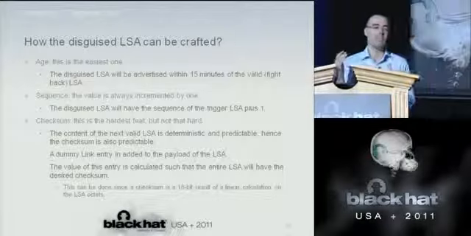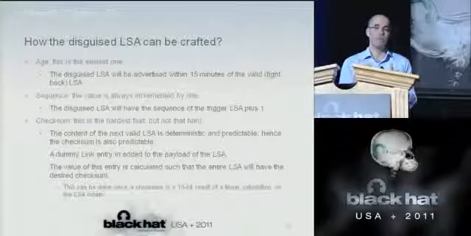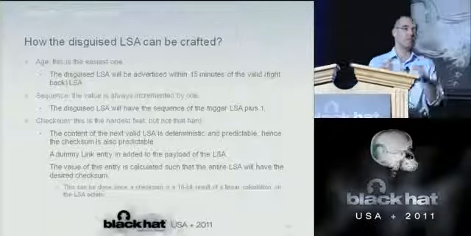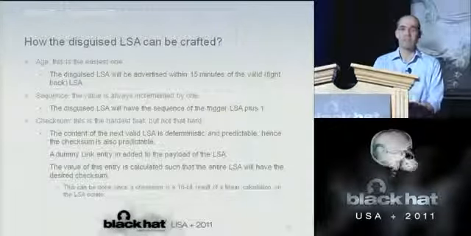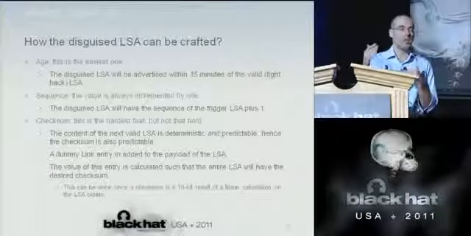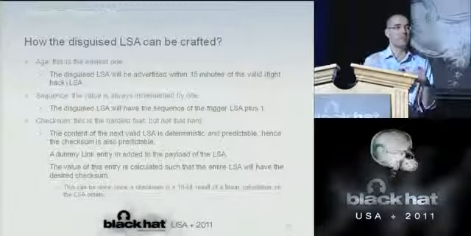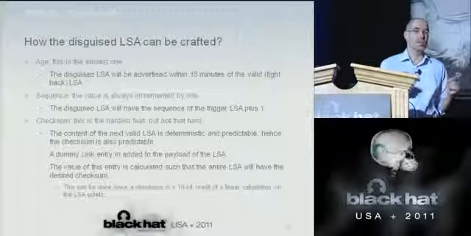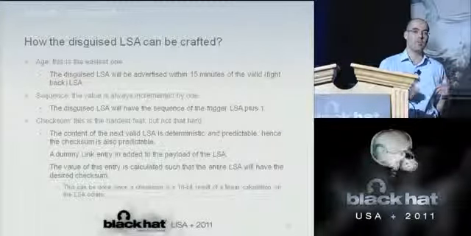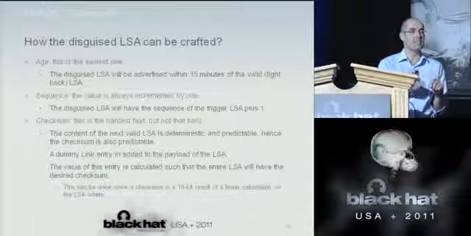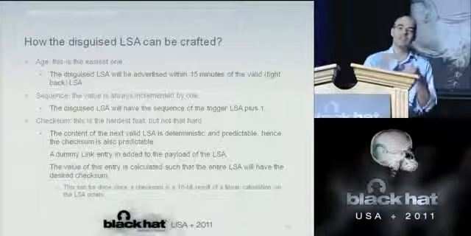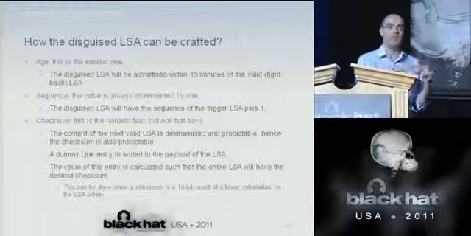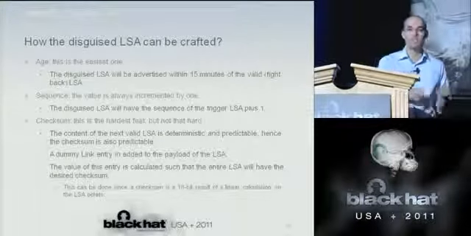So how do we actually make our disguised LSA compute to that checksum? We take the false LSA we want to transmit, and we add to it a dummy link entry. The purpose of this dummy link entry is to set its content in such a way that the entire checksum of the LSA will compute to the target checksum we want.